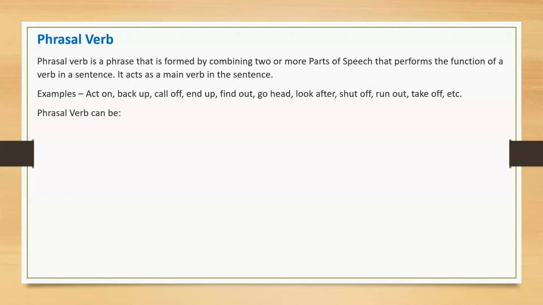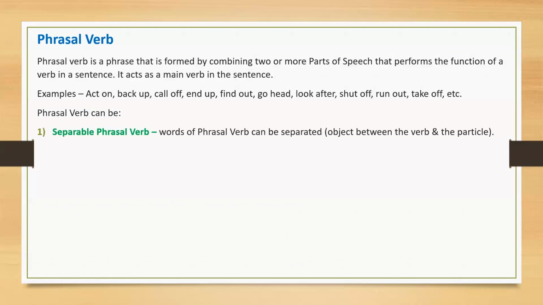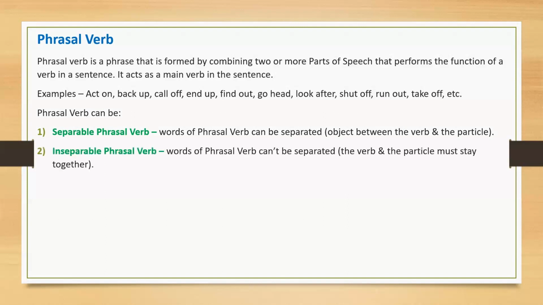Phrasal verb can be a separable phrasal verb. Words of the phrasal verb can be separated. Object between verb and the particle. Phrasal verb can be an inseparable phrasal verb. Words of the phrasal verb cannot be separated. The verb and the particle must stay together.